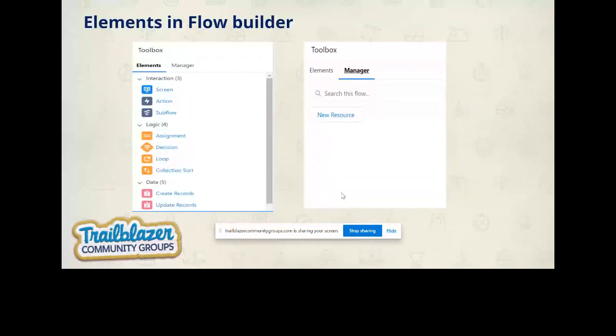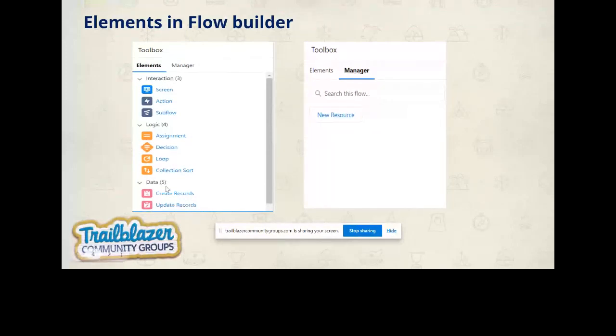Let's have a look. These are the elements in flow builder only, and this type of layout you can see only in free form layout. We will be going through all of these in the org as well, but this is a brief introduction of all the features. This is called a toolbox, in which we have two tabs: elements and manager. In elements we have three features, which are interaction, logic, and data.